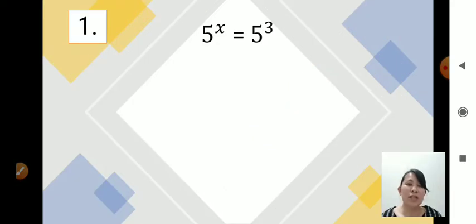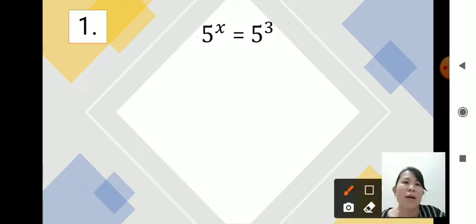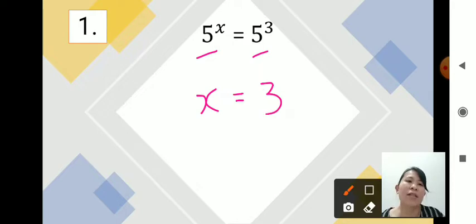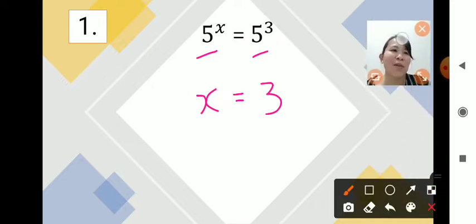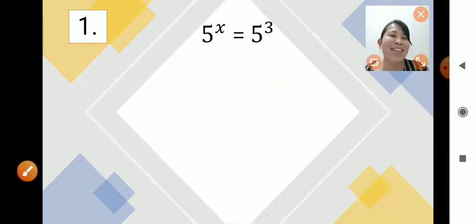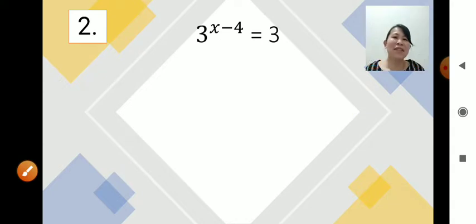Okay, these questions are for us to find the value of x. So here you see they have the same base. Okay, base 5. So we can just say x must be equal to 3. This is very simple, yeah. Okay, the next question.